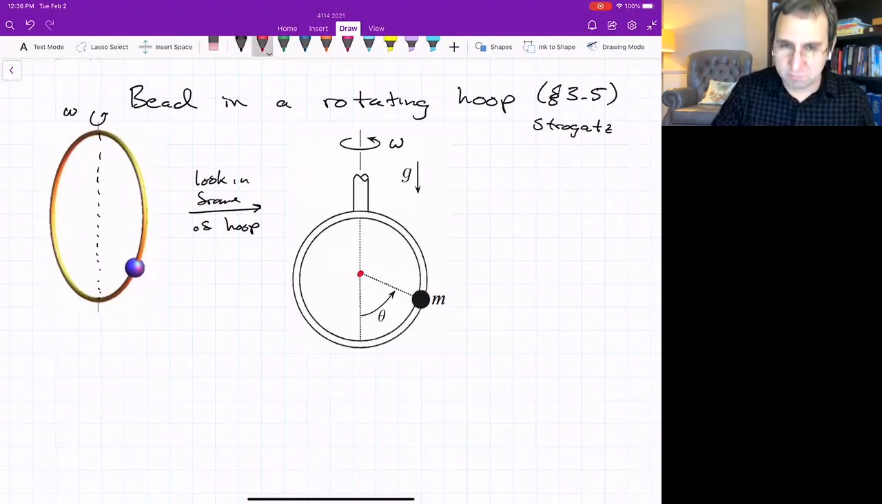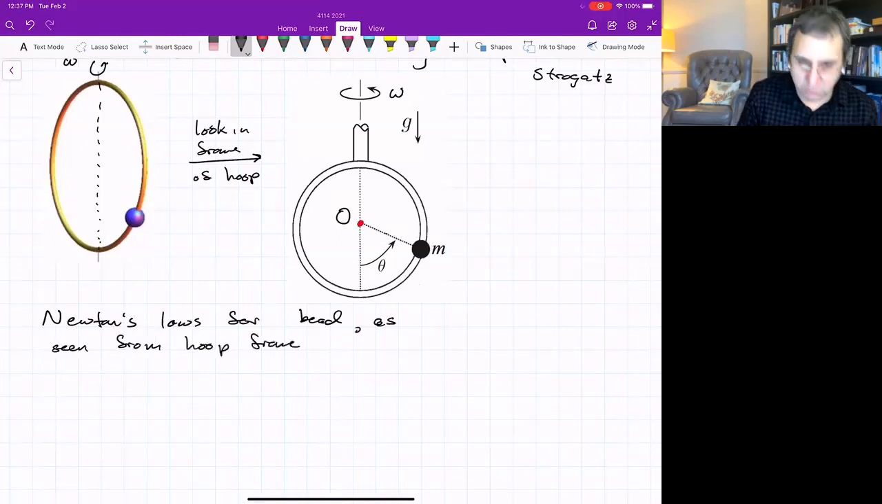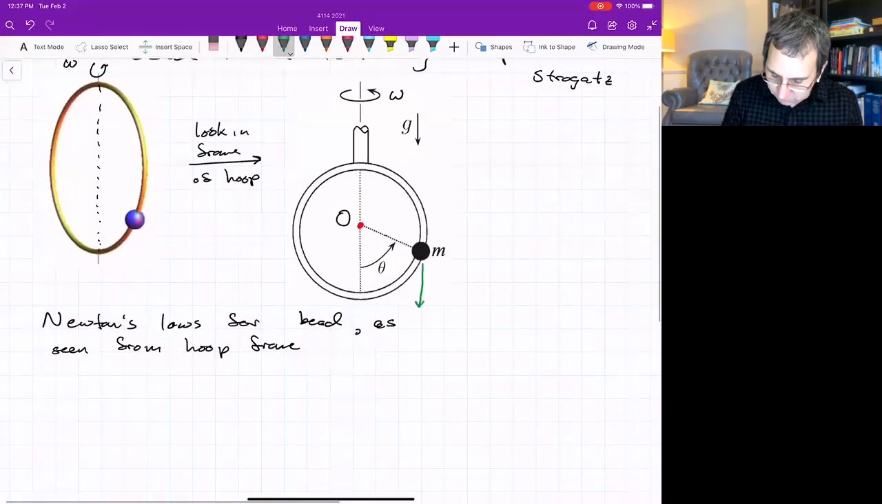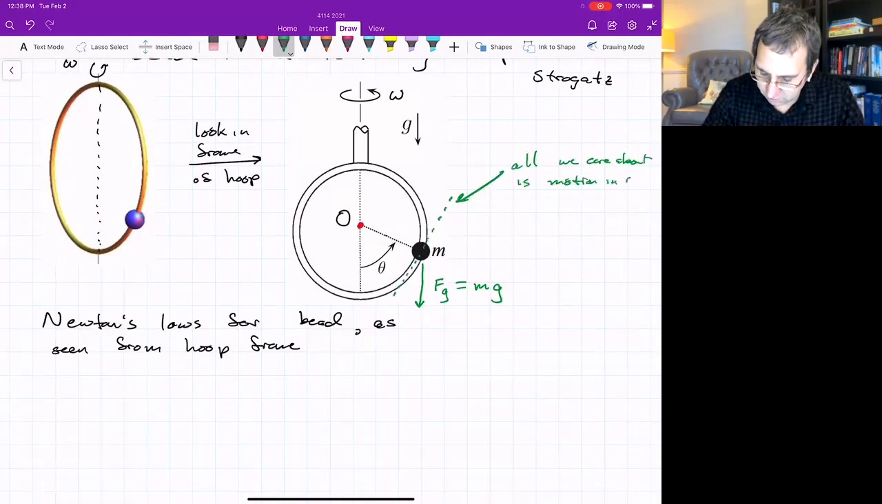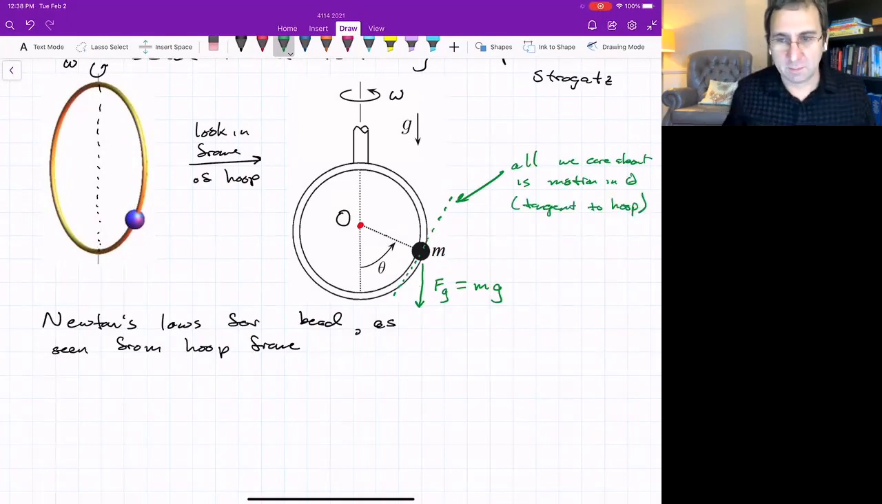We'll use a frame that's centered at the center of the hoop. We'll call that our origin O. If we write Newton's laws for the bead as observed in the hoop, this is a frame that's rotating around. If we attach a frame to the hoop, it's a rotating frame. Let me write some forces over here. There's a downward gravitational force that's equal to m, the mass, times g, the acceleration due to gravity. All we're going to care about is the tangential motion, meaning the motion in the theta direction. I'll call that motion in theta. So that's tangent to the hoop. That means we could take the forces operating on the bead and just project them into the local tangent.